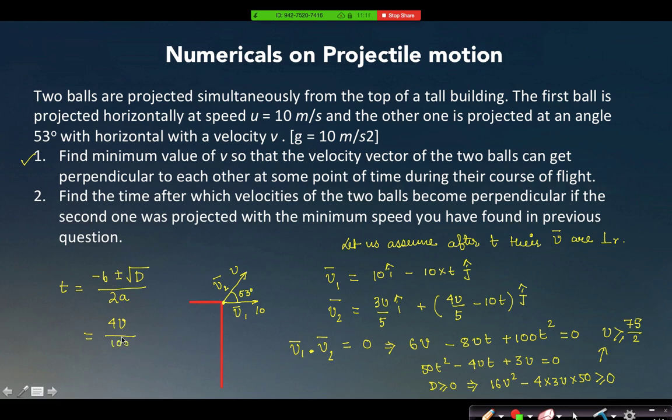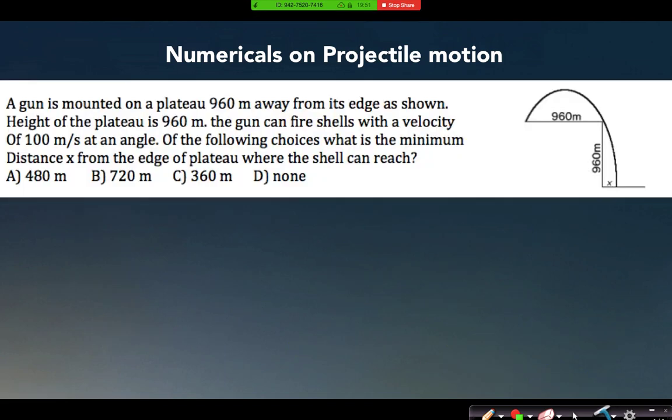Have you understood this part? Yes, sir. I have put the values from here. This is b and this is a in my quadratic expression. So that is 4v divided by 100, which is 150 by 100. So 1.5 seconds should be the answer of the second question. Have you tried this one?